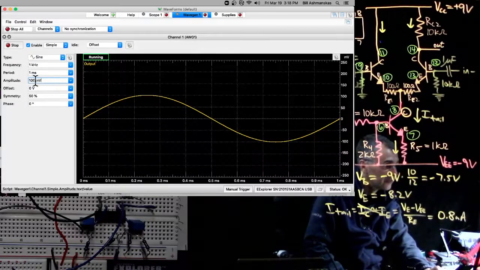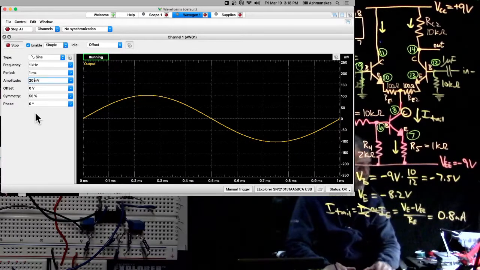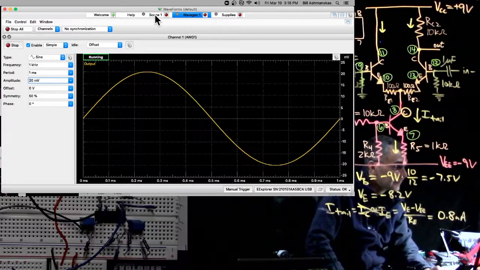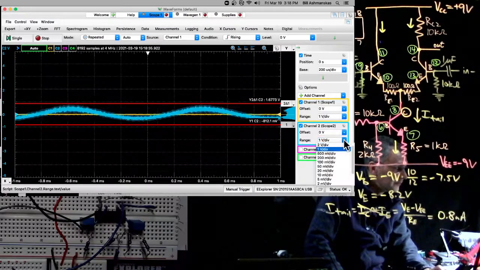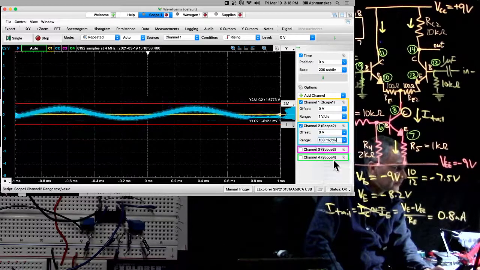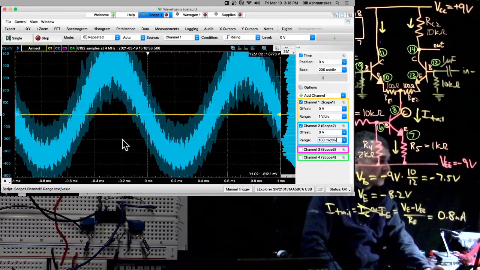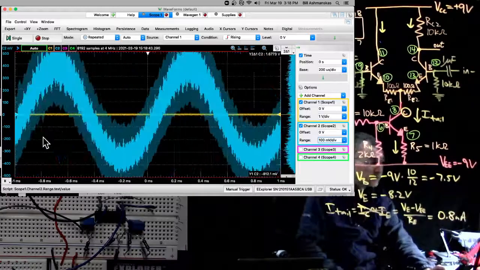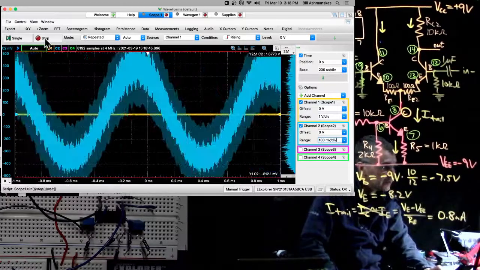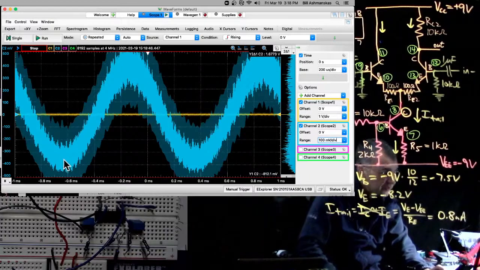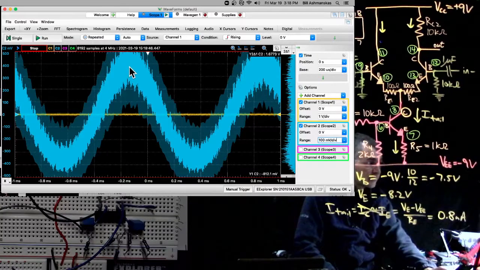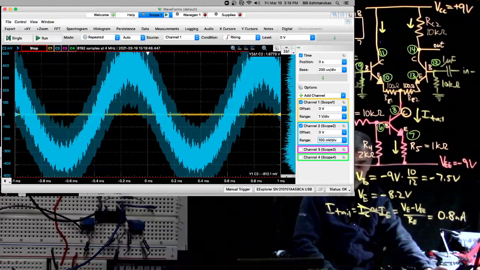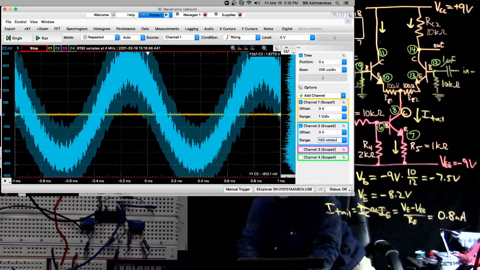So we'll make this 20 millivolts. And then we go over here. Okay, that seems pretty good. So we'll make this like 100 millivolts per division. So we have 40 millivolts peak to peak input, and the output looks like, what do we see? This is like minus 350 to plus 350, like 700 millivolts peak to peak. So 700 millivolts peak to peak divided by 40 millivolts peak to peak.